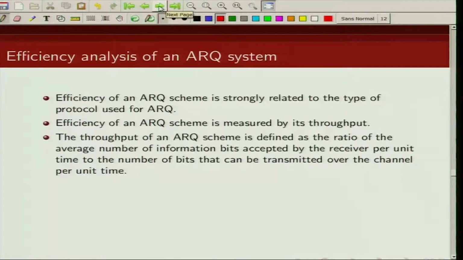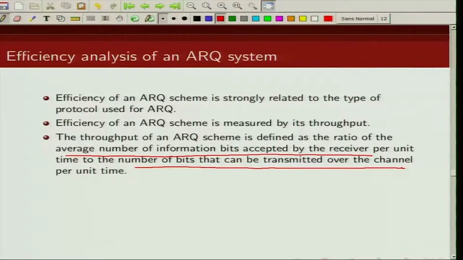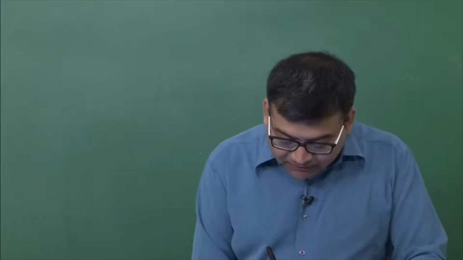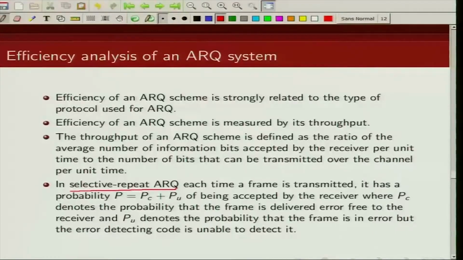The throughput of an ARQ scheme is defined as the ratio of the average number of information bits accepted by the receiver per unit time to the number of bits that can be transmitted over the channel per unit time. So let us compute this throughput for each of these three ARQ protocols that we talked about. The first scheme that we are going to talk about is selective repeat ARQ.